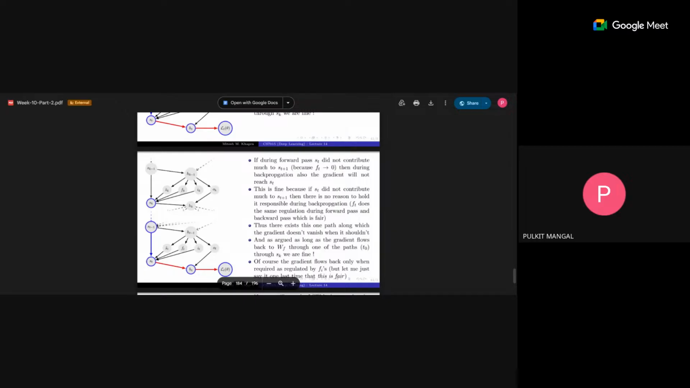The first one is the main reasoning, if you are not able to understand anything: in the LSTM we have created multiple paths for our gradients to flow back. So yeah. Any more doubts?